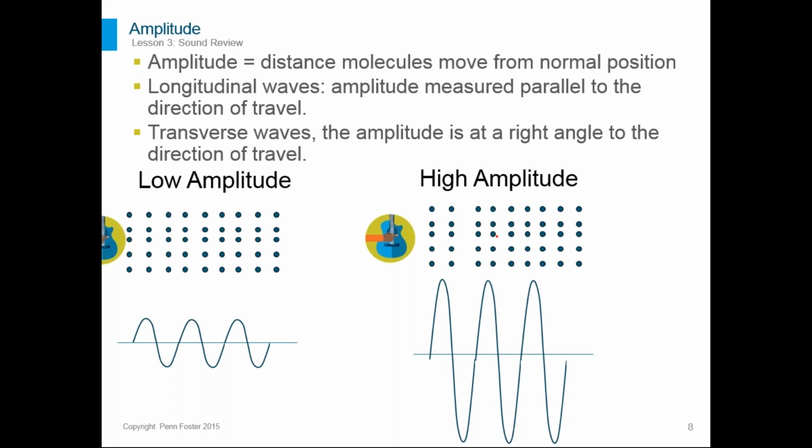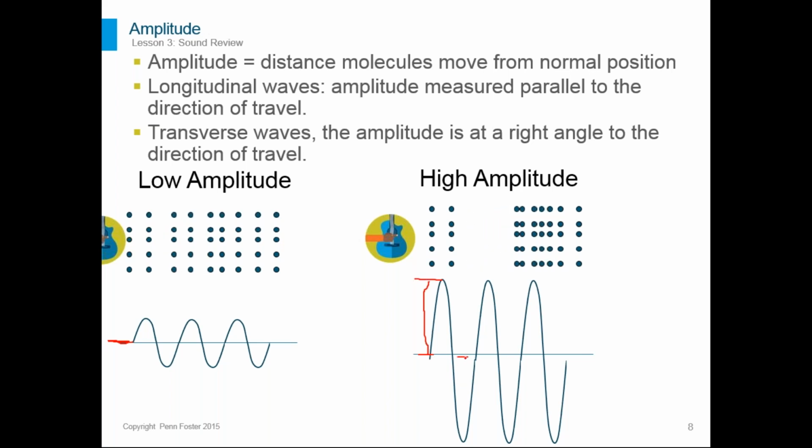And you can see it a little easier in transverse waves. So if this line is their normal position, they move up and down away from the normal position. So some molecules are forced upward to the crest, and then they get forced downward to the trough, and that's the amplitude. And over here, they're forced up a much higher distance. So this is a higher amplitude from the crest to the normal position. Or you can measure from the normal position down to the trough. And they should be the same distance, but they're still measuring the amplitude, and it's a higher amplitude than the one on the left.